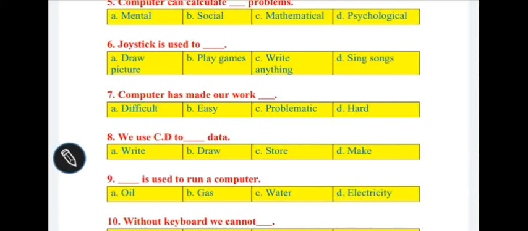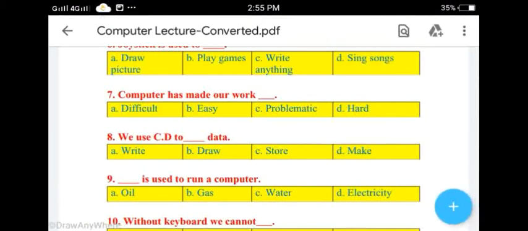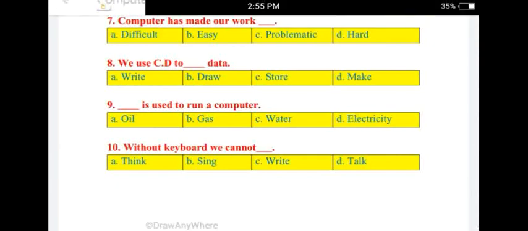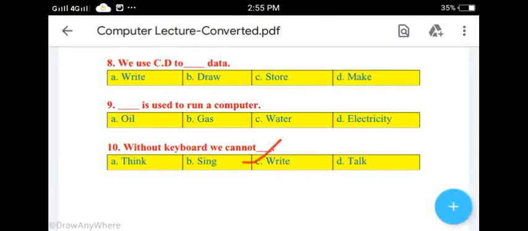Question number 6, joystick is used to play games. Question number 7, computer has made our work easy. Question number 8, we use CD to store data. Question number 9, electricity is used to run a computer. Question number 10, without keyboard we cannot write in computer. So these are the questions in this section of MCQ to answer. I hope you have understood all the questions and answers in this section of MCQ.